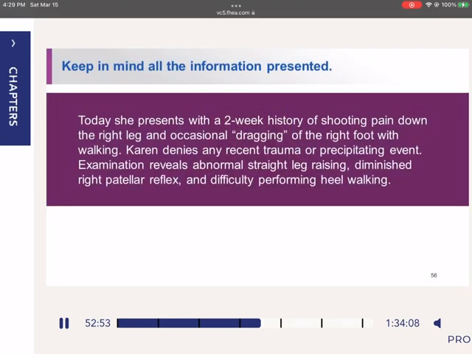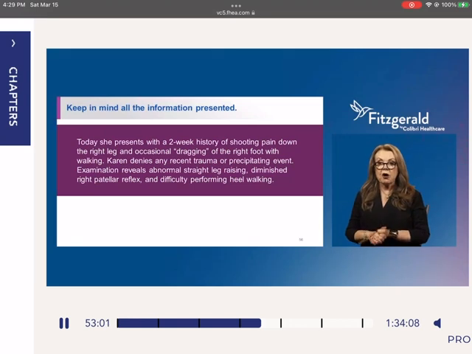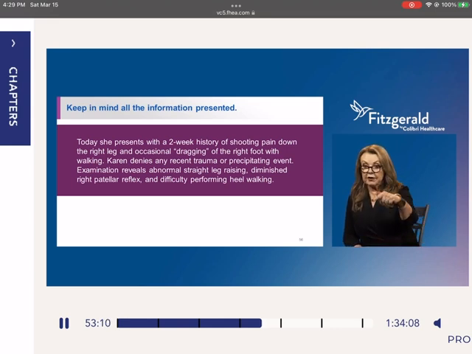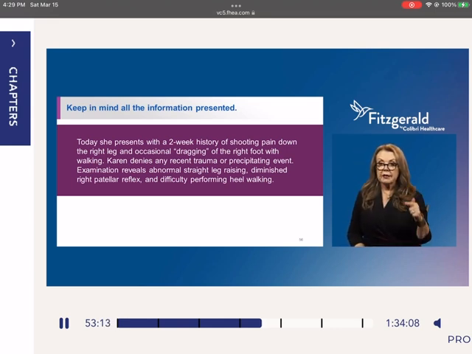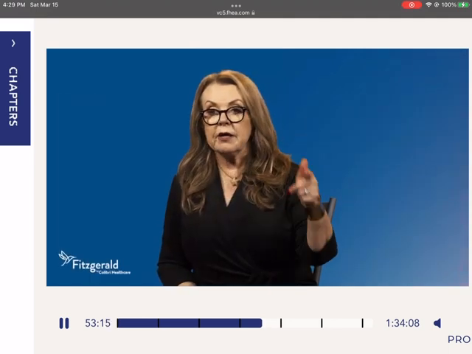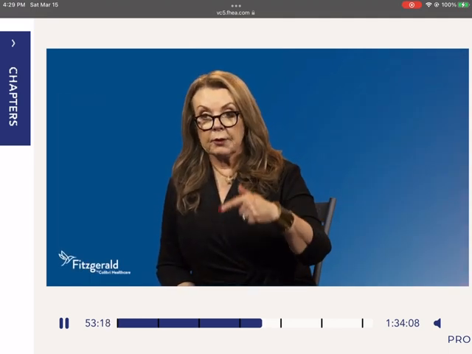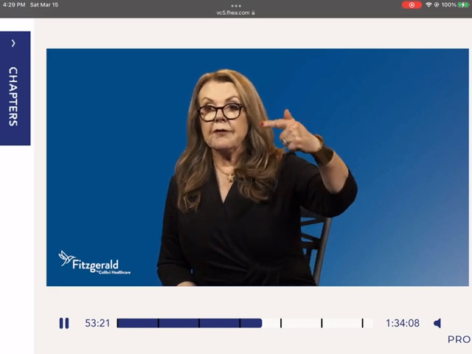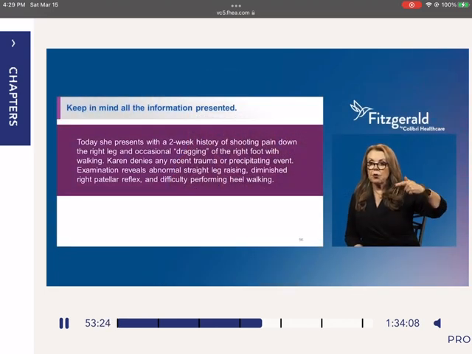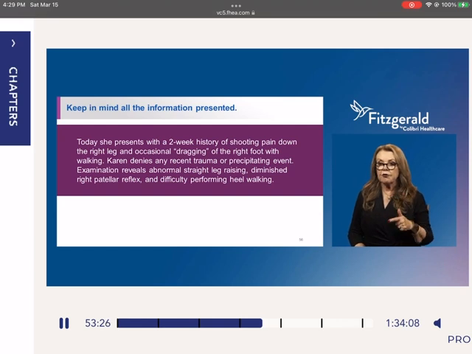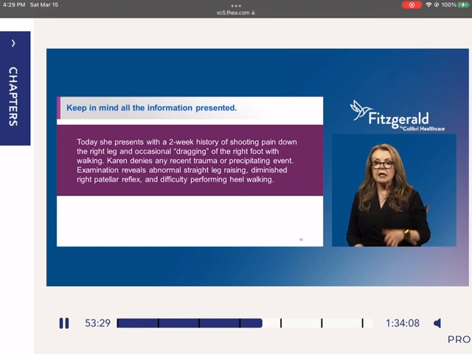Today, she presents with a 2-week history of shooting pain down her right leg and occasionally dragging of the right foot with walking. She denies any recent trauma or precipitating event. Examination reveals abnormal straight leg raising, diminished right patellar reflex, and difficulty performing heel walking. What do we have here on exam? We have an abnormal neuro exam, correct? The other part is the report of pain shooting down her right leg and dragging her foot. That's not all that consistent with lumbar sacral strain.